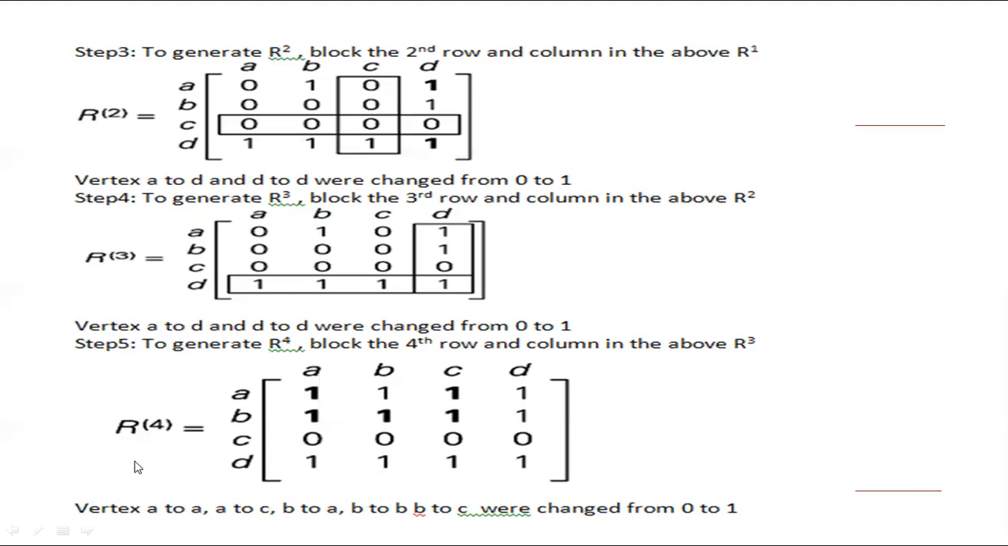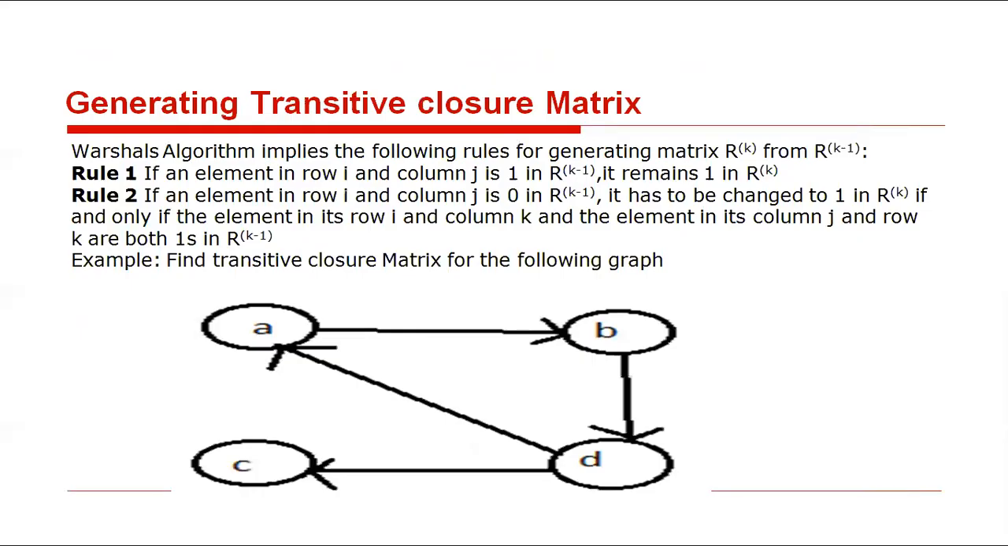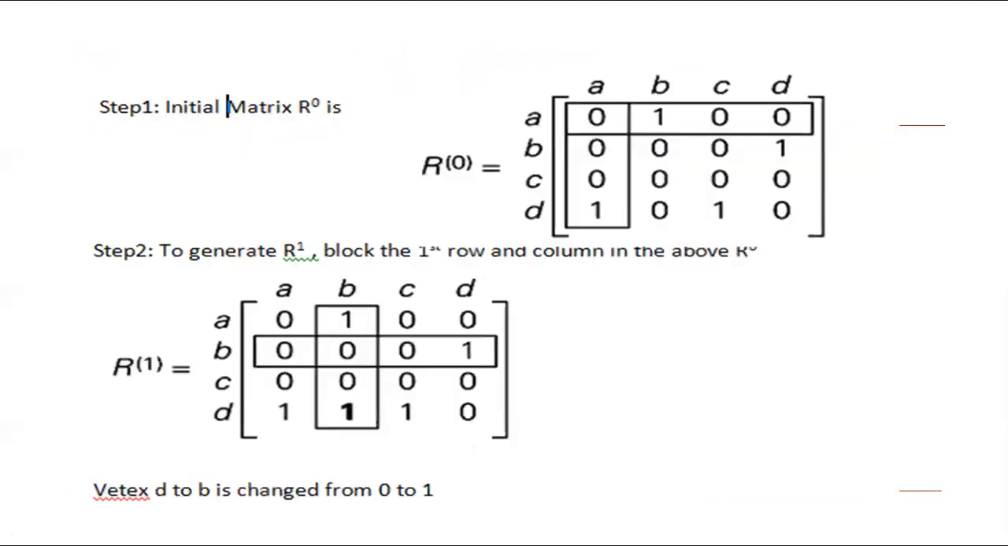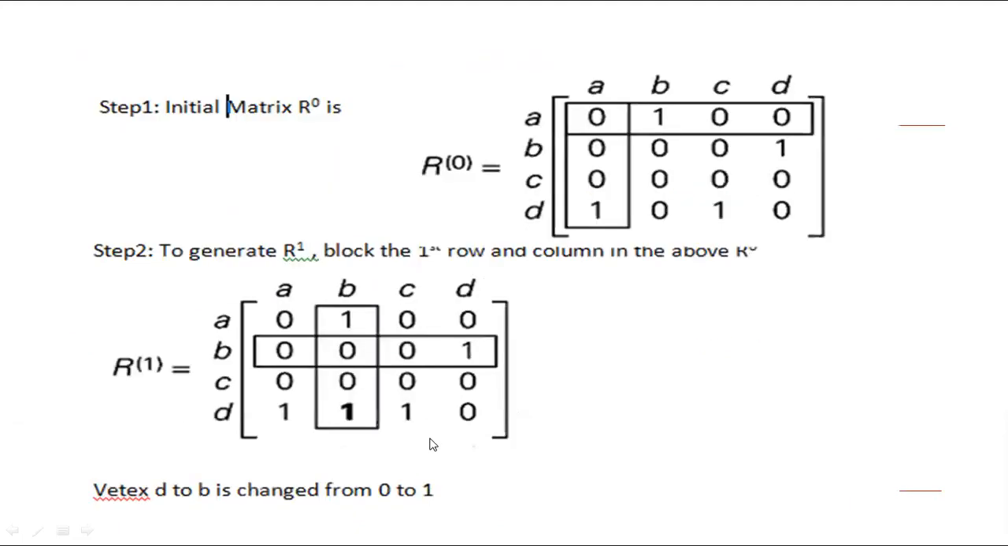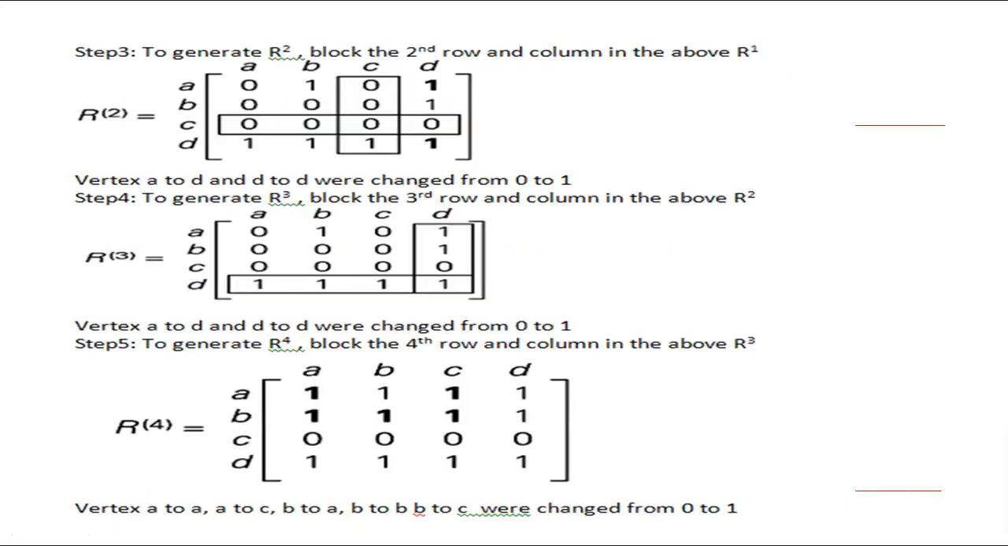So next, for 4, in this vertex, these are A to A changed, A to C changed, B to A, B to B, B to C changed from 0 to 1. Yes or no? Yes, that is the final. Clear? So this is called generating the transitive closure matrix. All of you. So this is the first step, this is the second step, this is third, fourth, fifth.